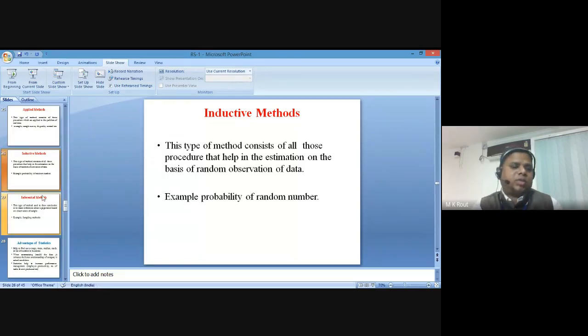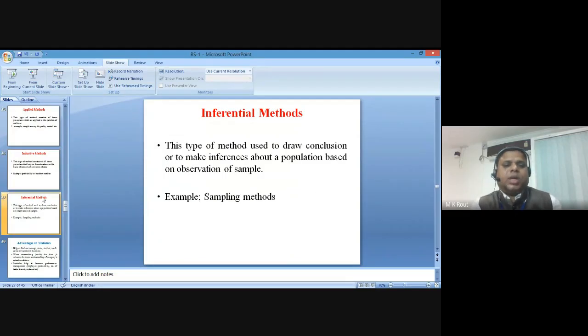Then moving to the next one. The next one is the inferential method. This type of method is used to draw conclusions. So this method is very much used to summarize the result or to make inferences about the population base.